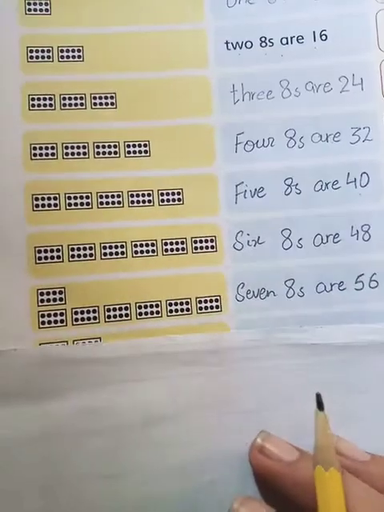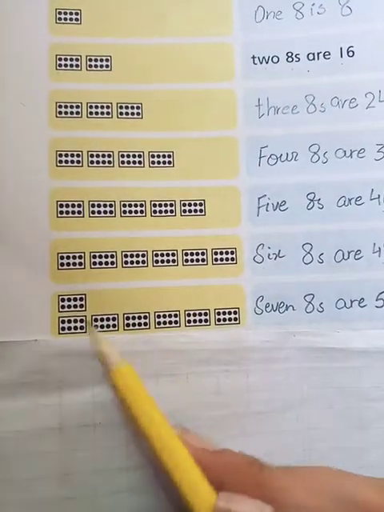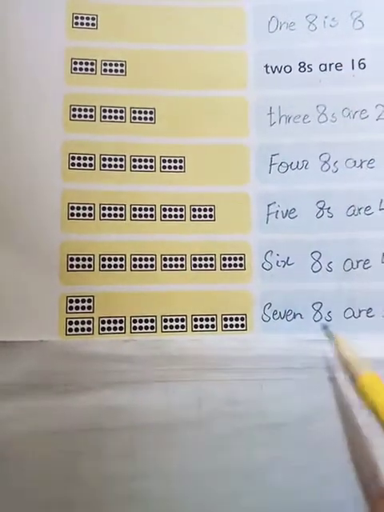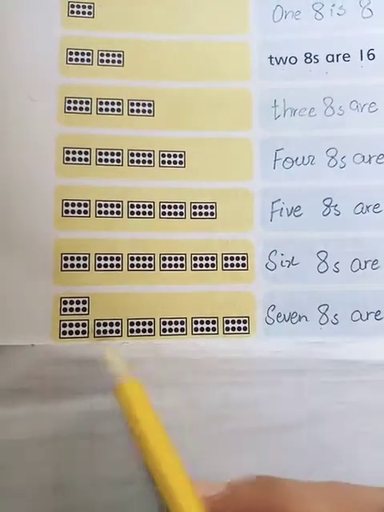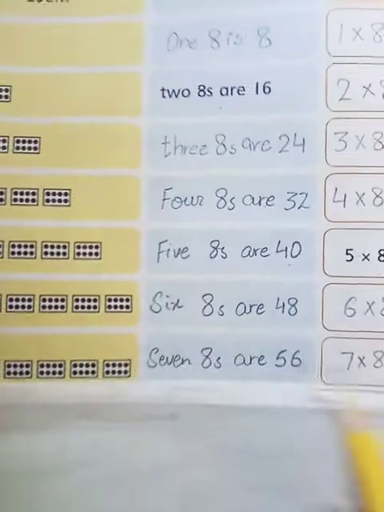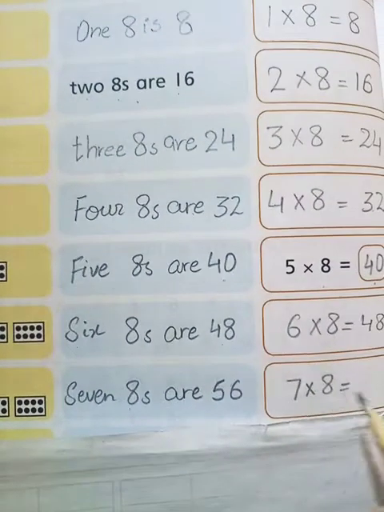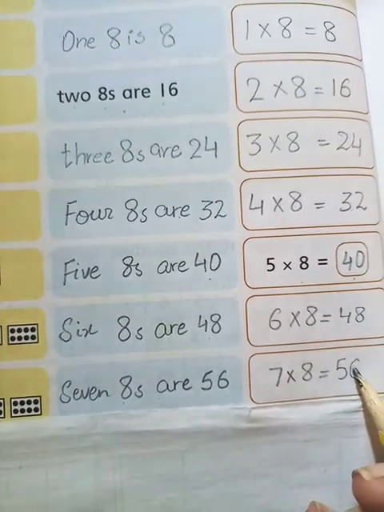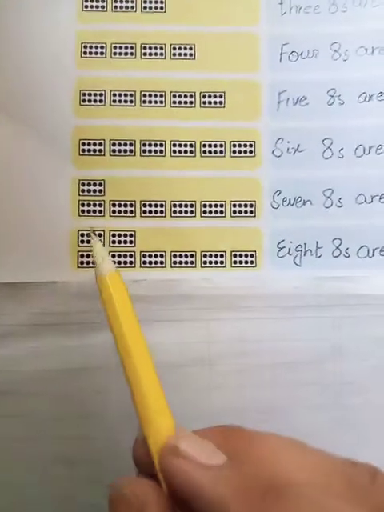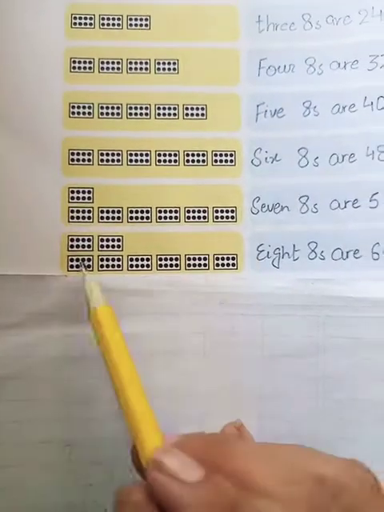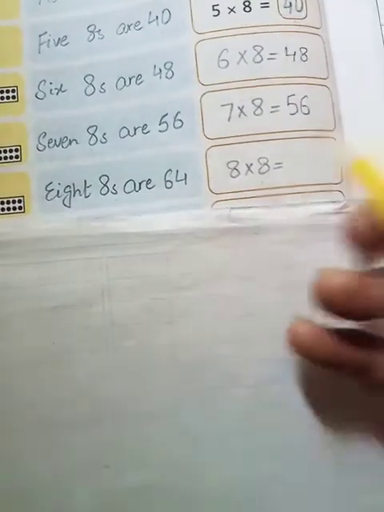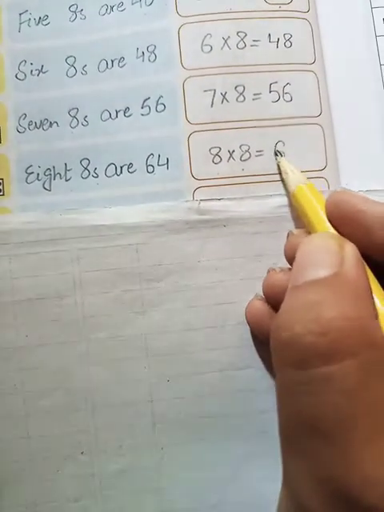Okay, next we have the 7 sets. Each one is having 8 dots, so we will write it as 7 8s are, and our answer is 56. That can also be written as 7 multiplied by 8 and answer is 56. Okay students, look at this. Here we have the 8 sets, each one is having 8 dots. 8 8s are 64. That can be written as 8 multiplied by 8 and answer is 64.